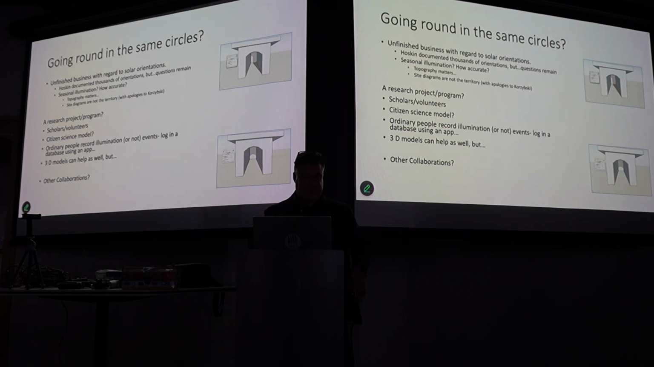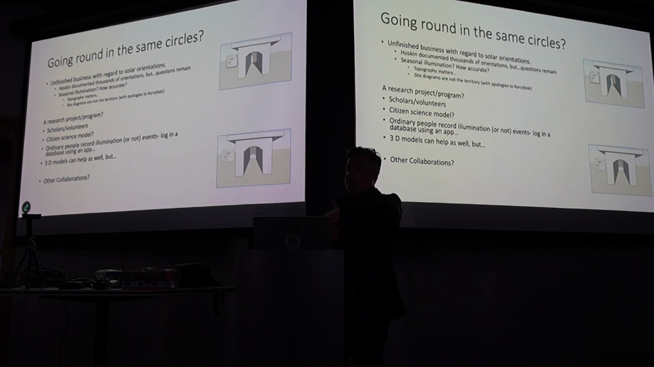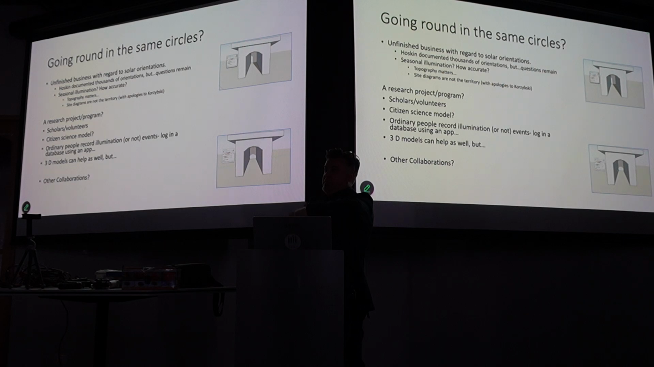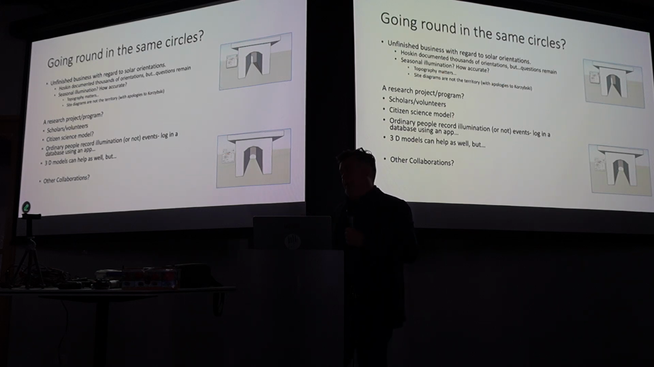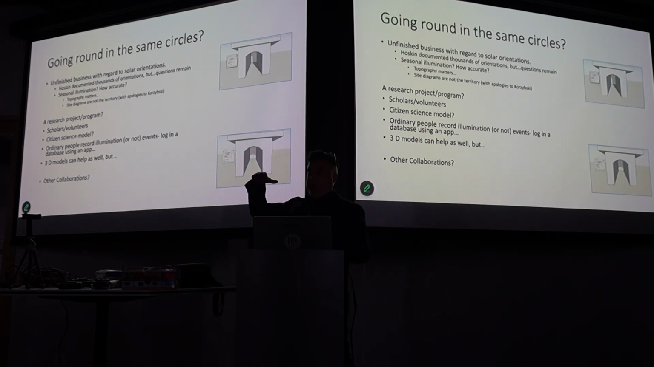Going around in the same circles, sorry I took that from you. I think there's unfinished business with regard to solar orientations. So if we return to Michael Hoskin's work, and you see these azimuth diagrams, where he says, look, these monuments are pointed to sunrise or sunsetting, etc. It's when you're up on an elevation, for example, and the sun is setting like this, so it's going to be illuminated well before actual sunset, or well after sunrise.